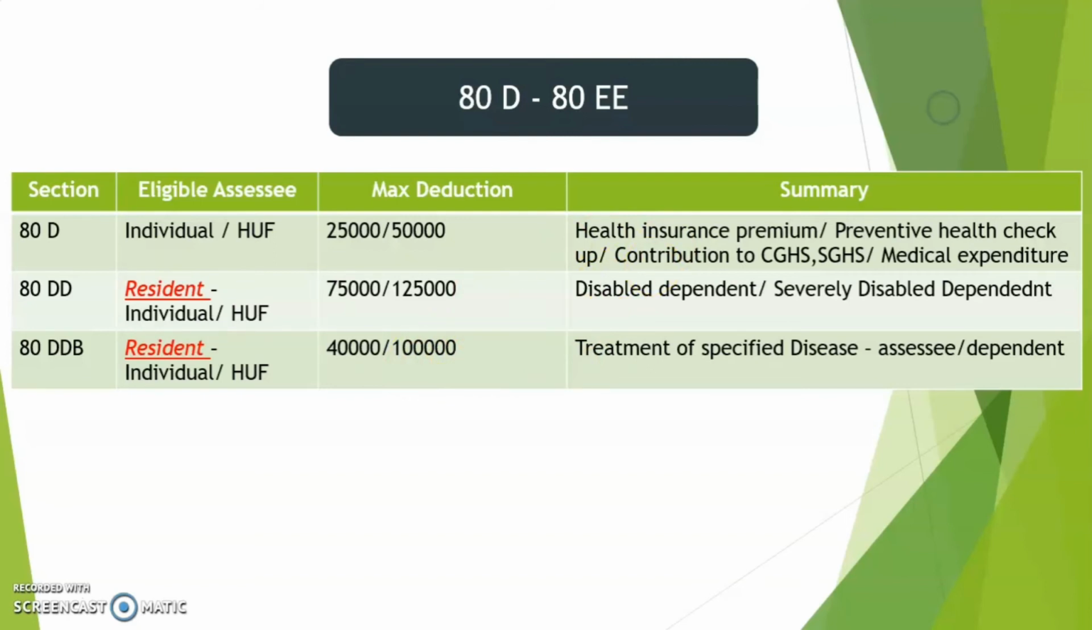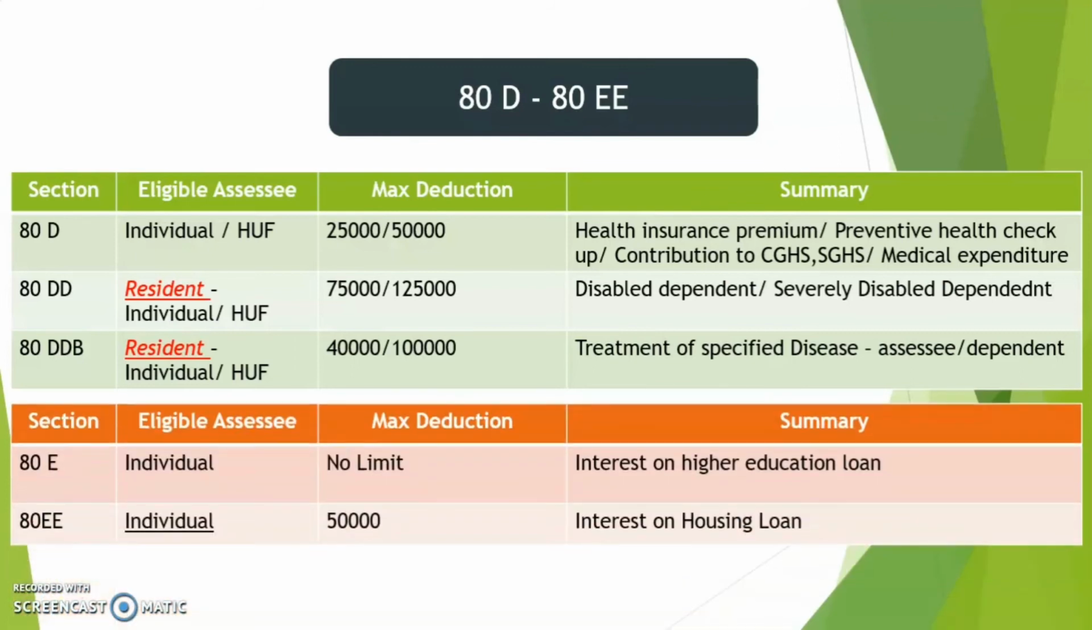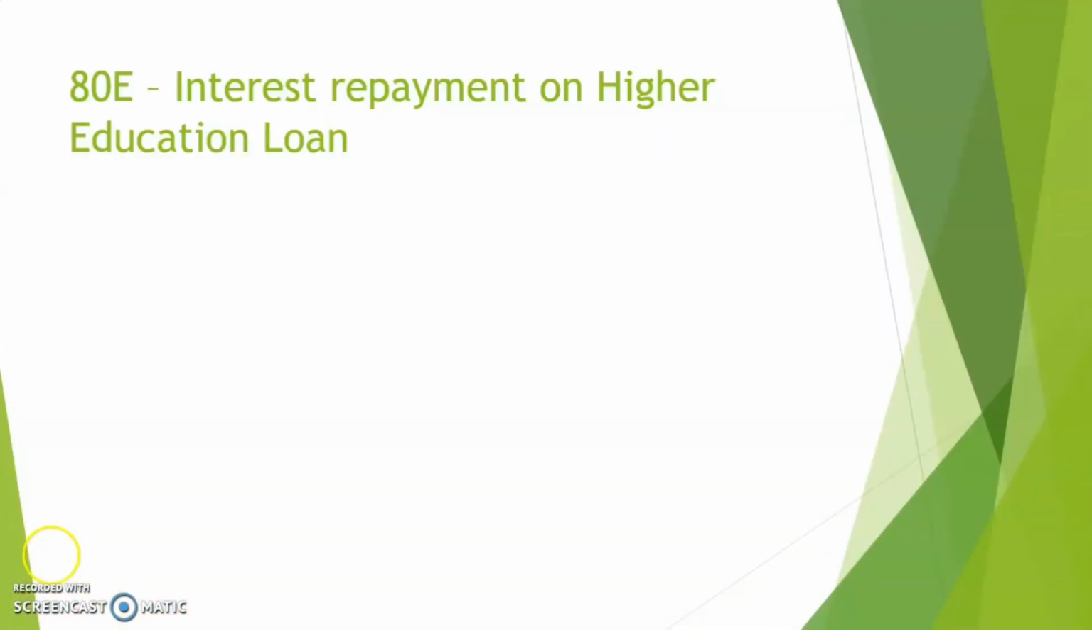Now that's it about 80D to DDB. Let's move on to 80E and 80EE. So 80E, as I previously said, is regarding interest repayment for loans taken on higher education. There are certain conditions for this section, and let's look at what they are.